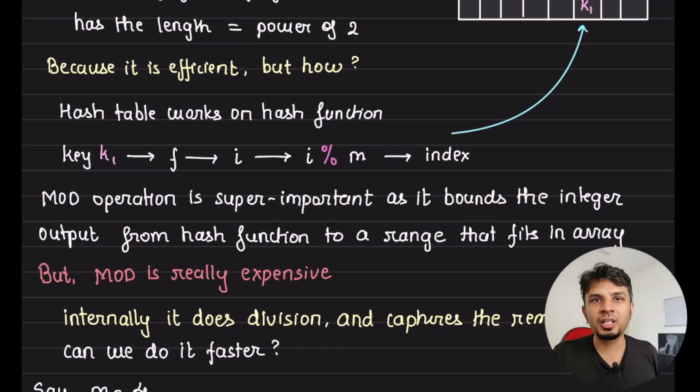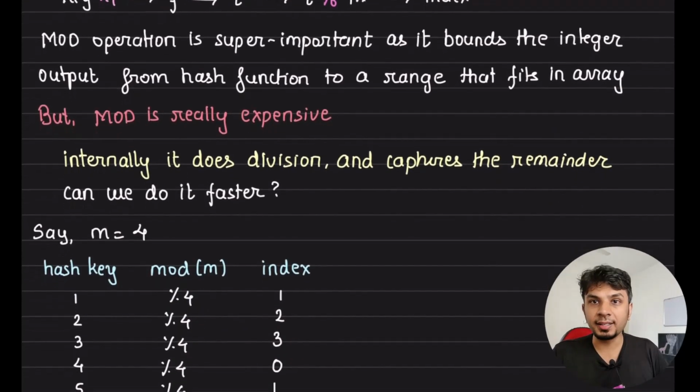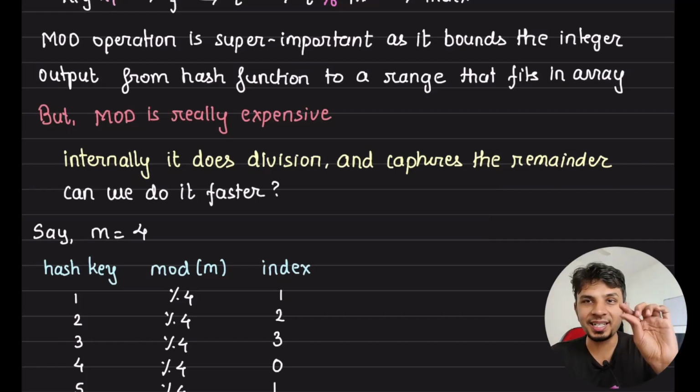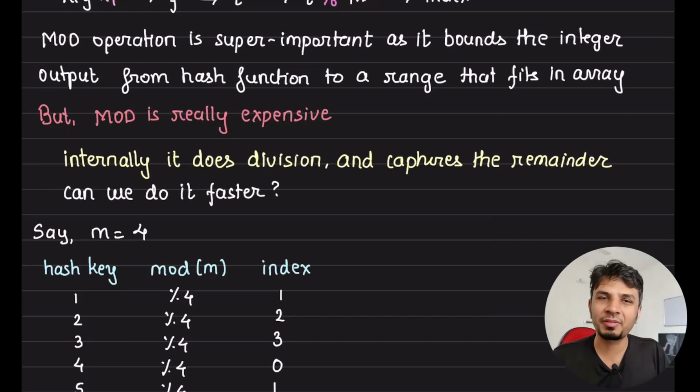But the mod function is very expensive. Internally, when you implement the mod function, it does a long division, maybe a signed division, but integer division. It does a division, which is a very expensive operation, and then it captures the remainder. Can we do faster, right? And obviously it's all about efficiency at scale, and especially at this micro level, even a small optimization makes a lot of difference. So can we do better?